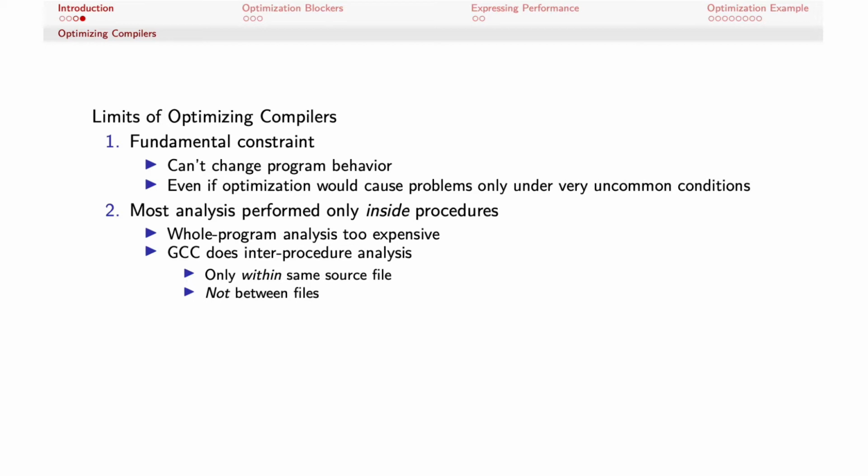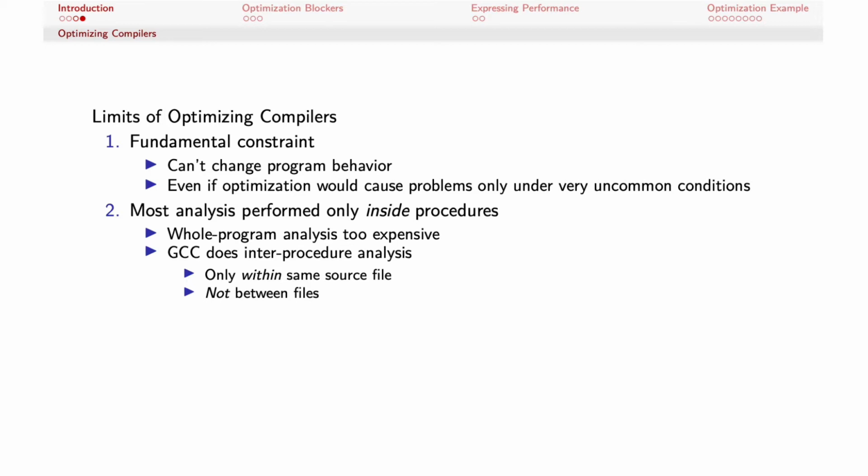Another limitation for a compiler is that most of the analysis that it does, for example, dead code elimination and register allocation and so forth, is going to be done only inside of procedures. So within a C language source file, within a single function, that's going to be the boundary placed around where the compiler is going to do optimization. It's going to look at one function at a time and try to come up with an optimal way to compile just that function, without looking at the interaction that function has with other functions.